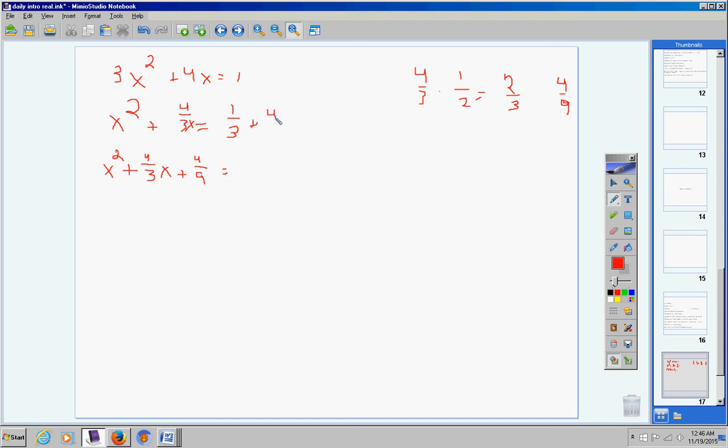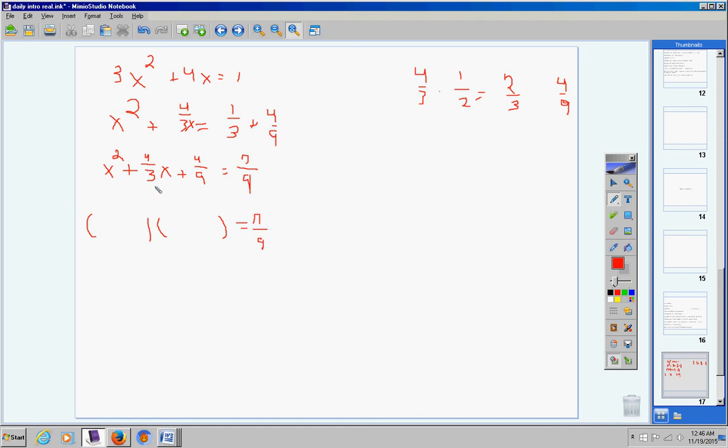Now, using a calculator or doing it in your head if you want to, 1 third plus 4 9ths will give you 7 9ths. Okay, now next I've taught you to factor the left side. That's a 7 right there.